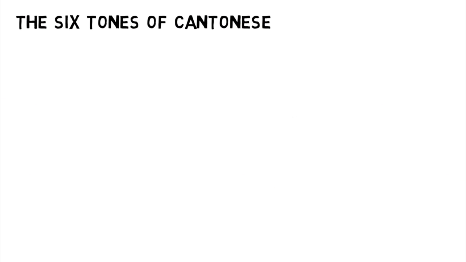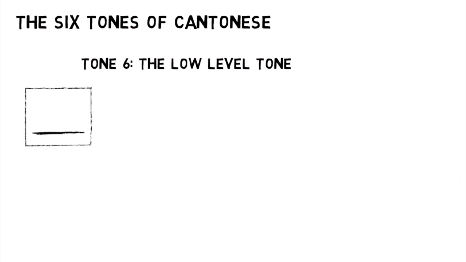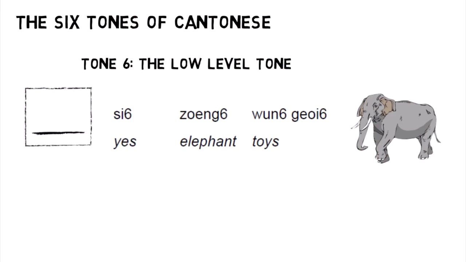Our last tone is tone 6, which is the low level tone. It's another slightly robotic feeling tone, just pronounced at this point at the bottom of your voice. 是, 像, 玩具. And with that, we've covered all the 6 tones of Cantonese.